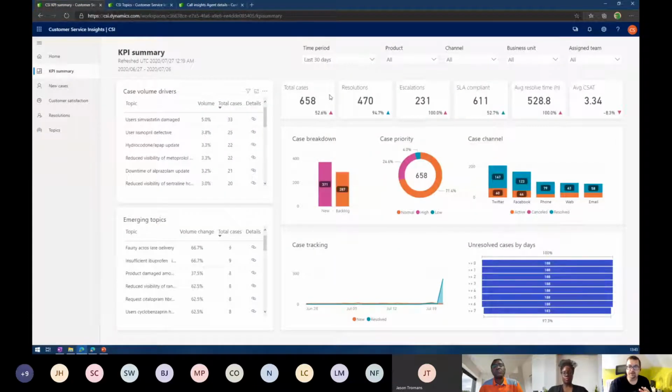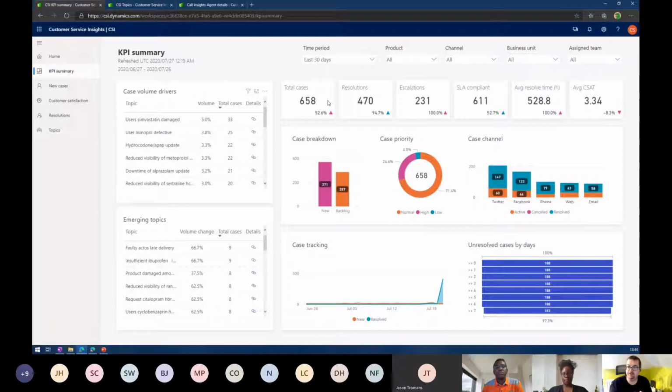Across the top, we've got the total number of cases in this period, and obviously how that's changed from the last period. So we've got a 52% increase in cases. That's probably because I imported a load of data, to be honest. But as you can see, you're getting visualizations of each of these things, and it's not just a simple number, but you've got that broad understanding of how that's increasing or decreasing over time.